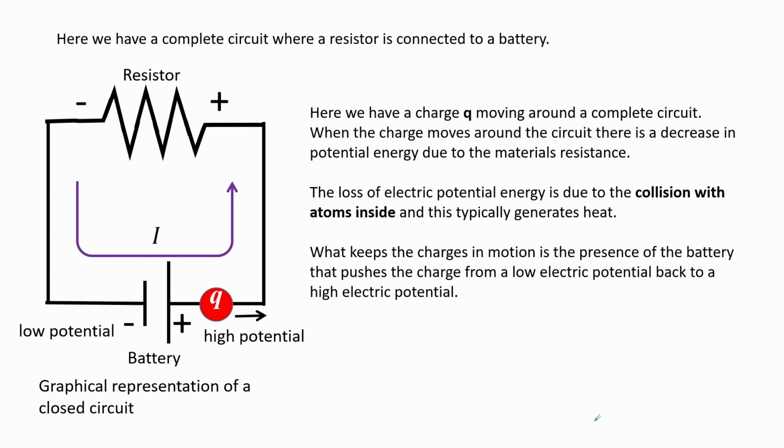Here we have a complete circuit where a resistor is connected to a battery as shown in the figure. Here we have a charge Q moving around a complete circuit. When the charge moves around the circuit, there is a decrease in potential energy due to the material's resistance. The loss of electric potential energy is due to the collision with atoms inside, and this typically generates heat. What keeps the charges in motion is the presence of the battery that pushes the charge from a low electric potential back to a high electric potential.